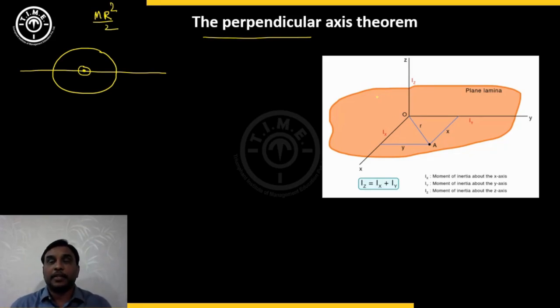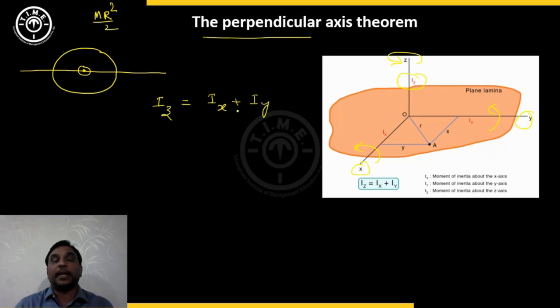This is a rigid body. I have selected 3 axes. Ix is the moment of inertia of that particular body about the x-axis. Iy is the moment of inertia of that body about the y-axis. Iz is the moment of inertia of that body about the z-axis. Then the perpendicular axis theorem states that Iz is equal to Ix plus Iy. How to apply this actually?